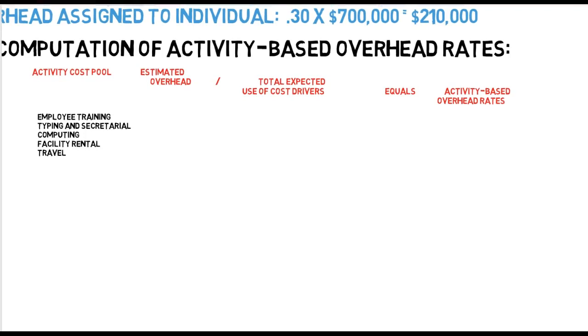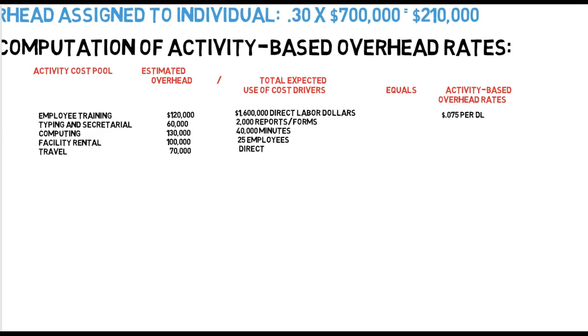First, we have to get the rates. Now we have the pools, the 5 pools. We have the estimated overhead that was given in the question for employee training, typing, computing, facility rental, and travel. Now we also have the total amount of expected use of the cost driver. And that is they're going to use a total of 1,600,000 direct labor dollars, 2,000 reports, 40,000 minutes, 25 employees, and the travel is direct. So it's direct to each one of those services.